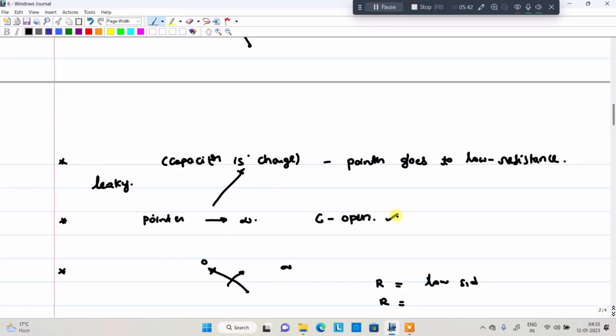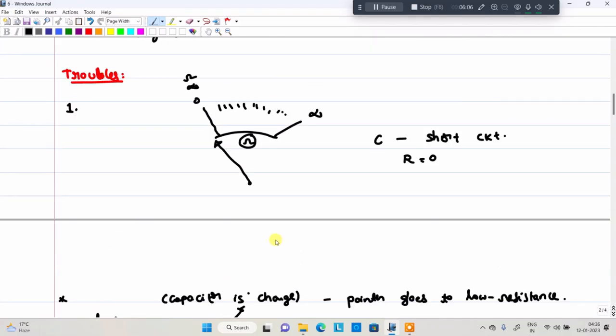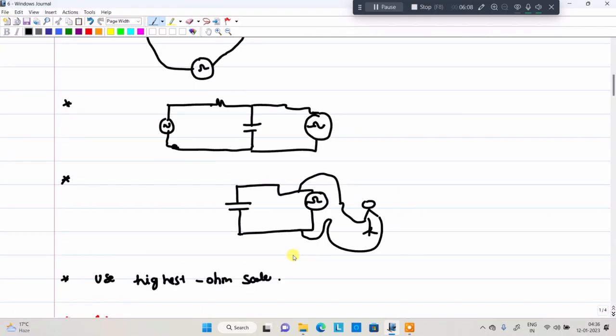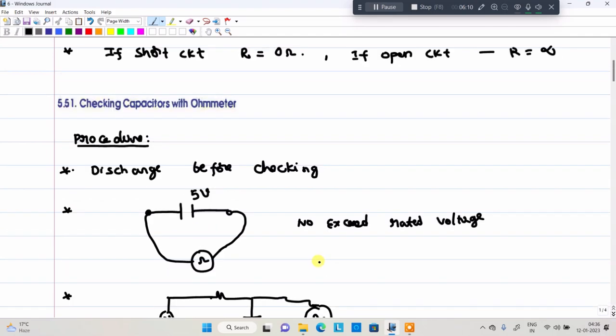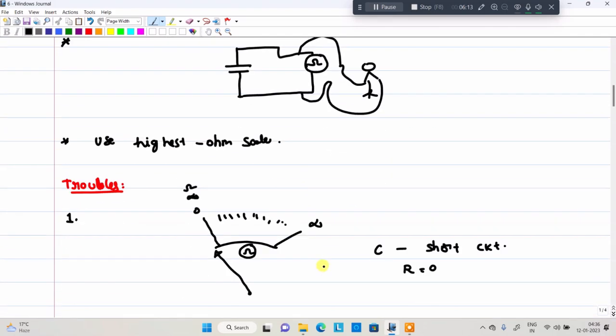The difference between this particular point and that one: the pointer shows the low resistance side and then immediately goes to the infinity side. In that case, it is open. But in this case, it first quickly shows the low resistance side, and slowly it reaches near the infinity point. That is a good capacitor. Internal resistance is infinity. Okay, these points are enough from the examination point of view. I gave a detailed discussion about this ohmmeter checking process.